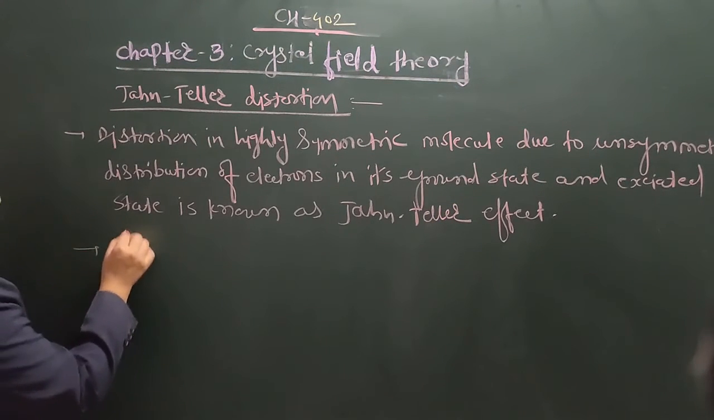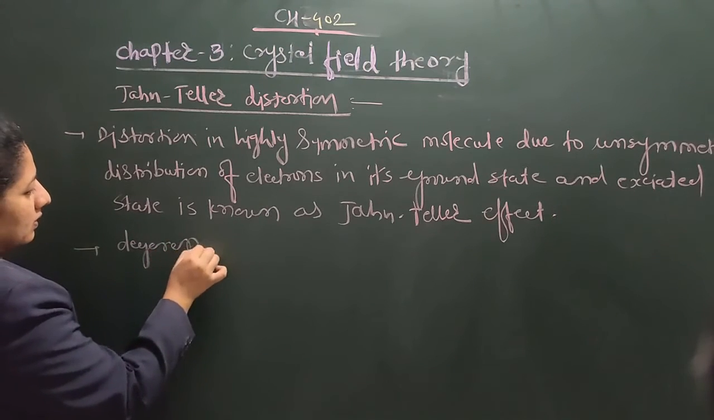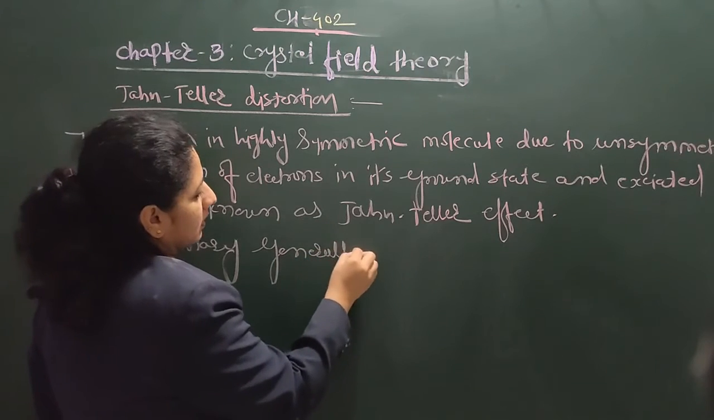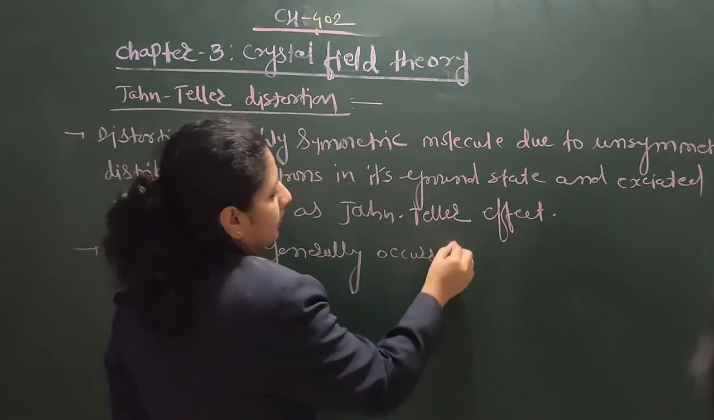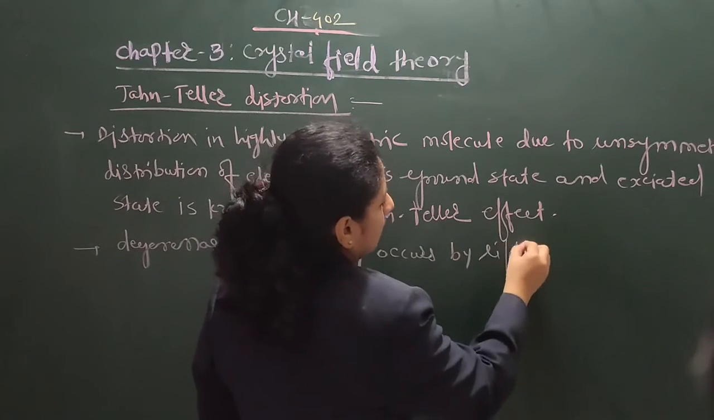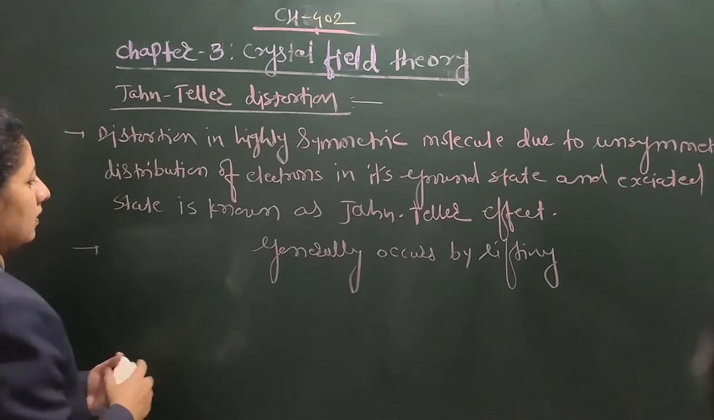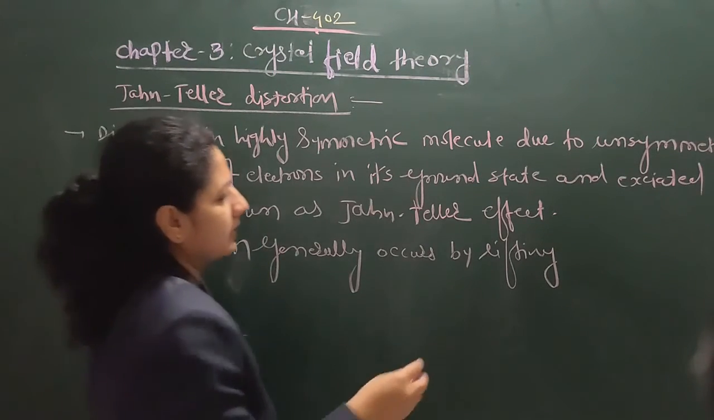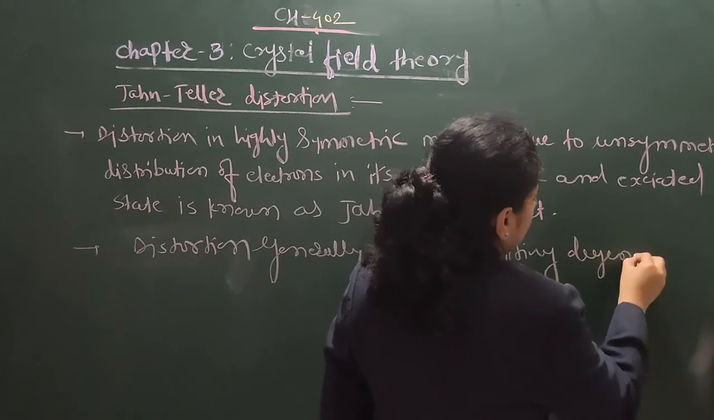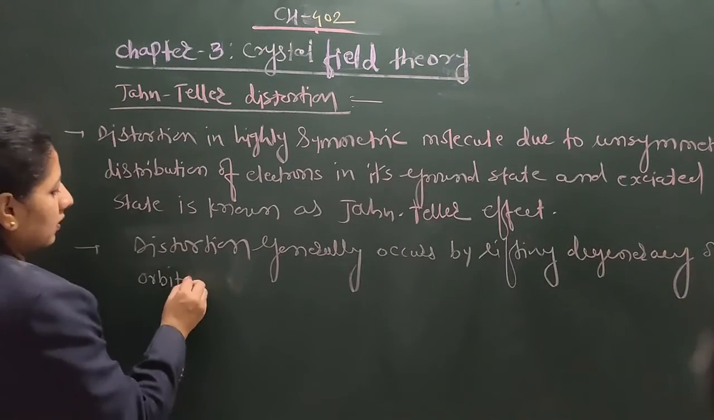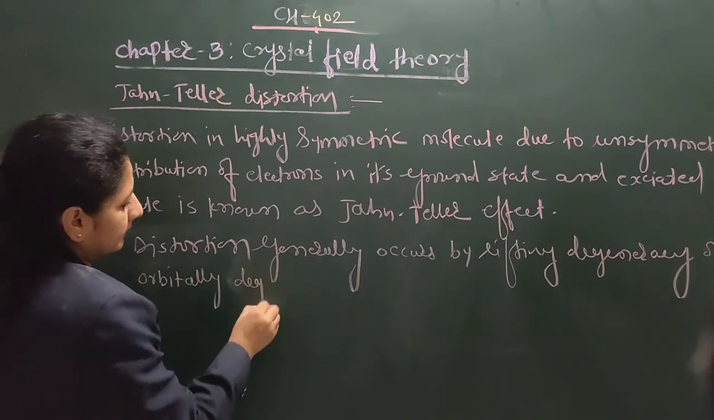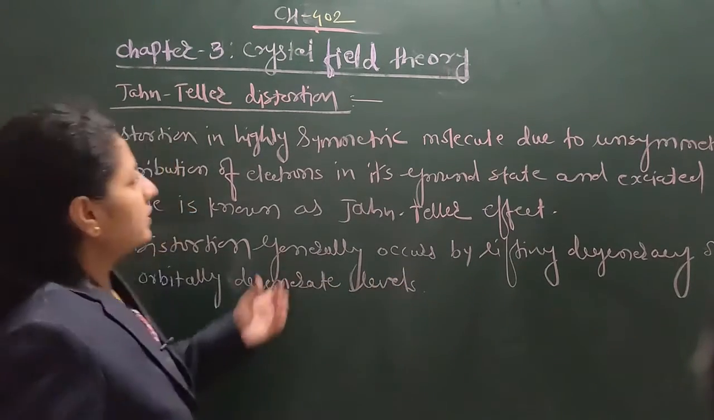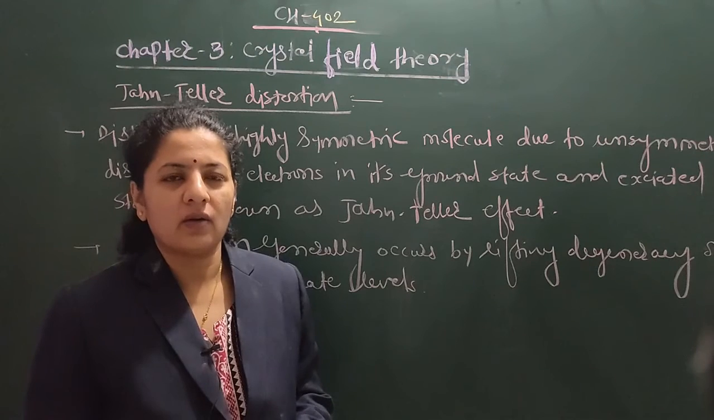Degeneration generally occurs, and distortion generally occurs by lifting the degeneracy of the orbital degenerate level. This Jahn-Teller effect is generally observed in tetrahedral and octahedral complexes.